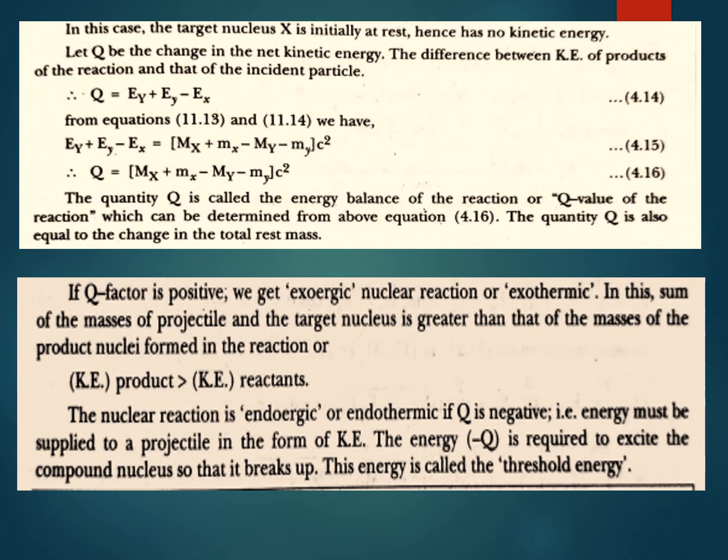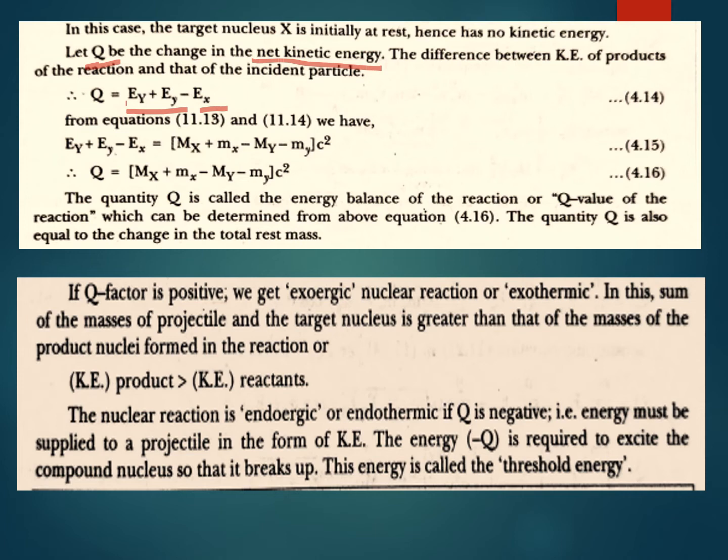See, in this reaction, we first define what Q is. Q is the net change in kinetic energy, or the change in the net kinetic energy. How can we define that net change? We consider the kinetic energy of the products minus the kinetic energy of the reactants, or the initial particle, and therefore we can write Q = EY + Ey − Ex.